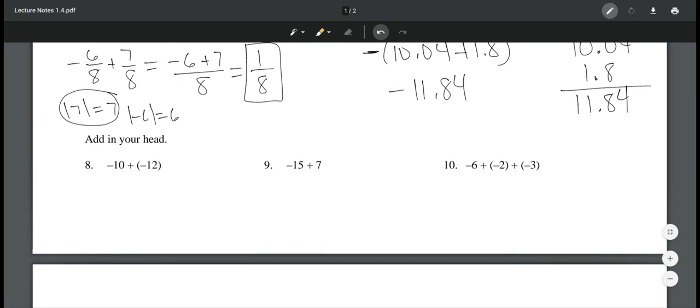Okay, now this says add them in your head. So what you should be thinking, both of these numbers are negative, so my outcome is going to be negative, and then I should be adding 10 and 12, and I get 22.